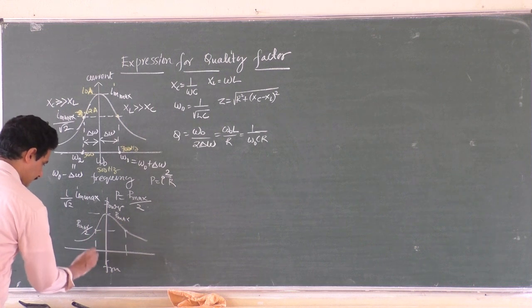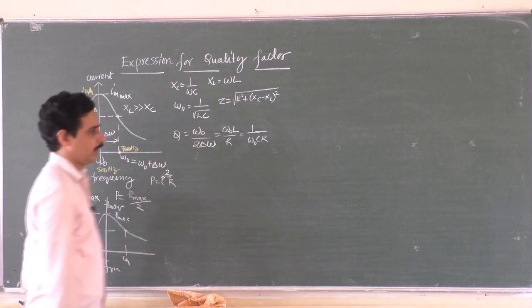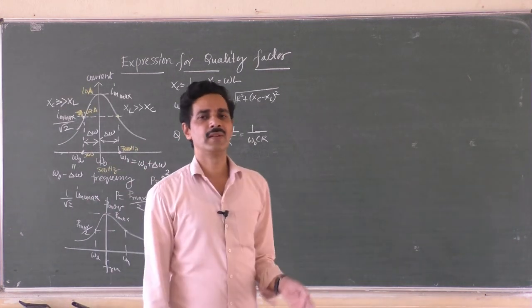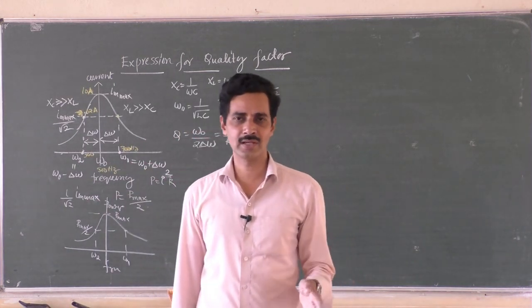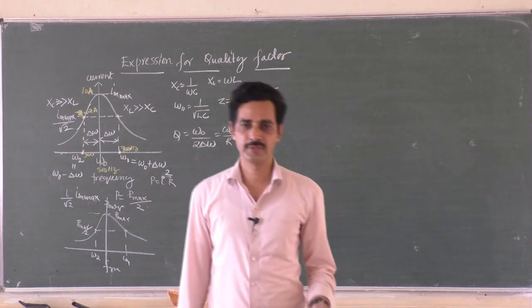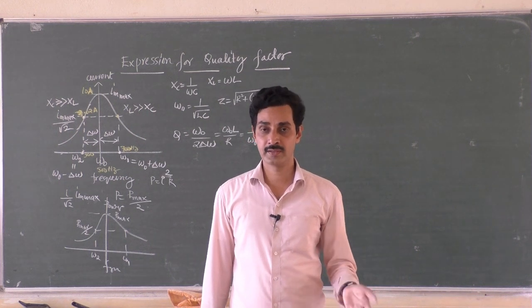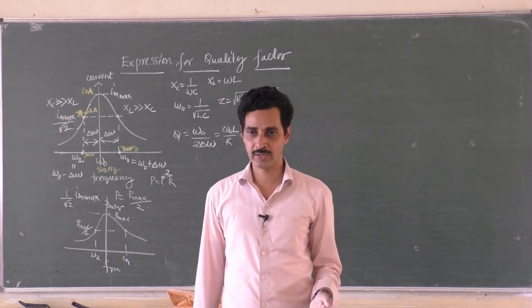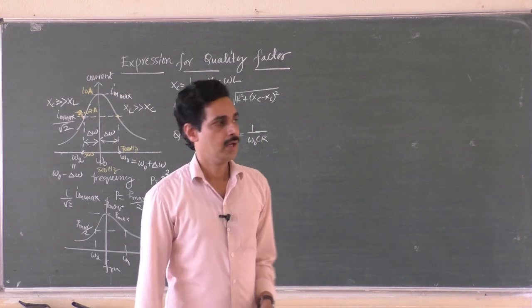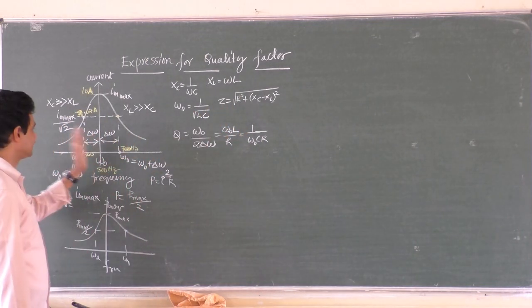So this is the higher cutoff frequency, this is the lower cutoff frequency. Cutoff frequencies are the frequencies where power in the resonance circuit is at least half of the maximum value, or cutoff frequencies are the frequencies at which current in the resonance circuit is 1 by root 2 of the maximum value, power is half of the maximum value. Okay, right now, these things are very clear.